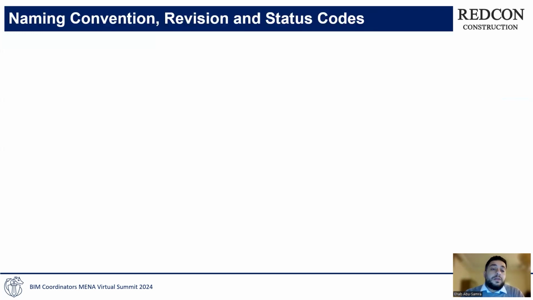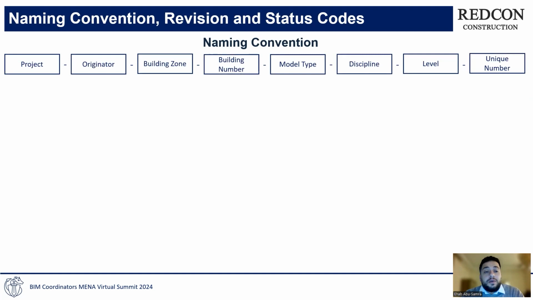Another important consideration is naming convention. Naming convention always describes what is the name of the file. Each file must have a unique name. So let's have an example for the naming convention. In this example, you can see boxes and separators between them. The first box describes the project. You can use digits or letters, 2 or 3 digits or 2 or 3 letters.